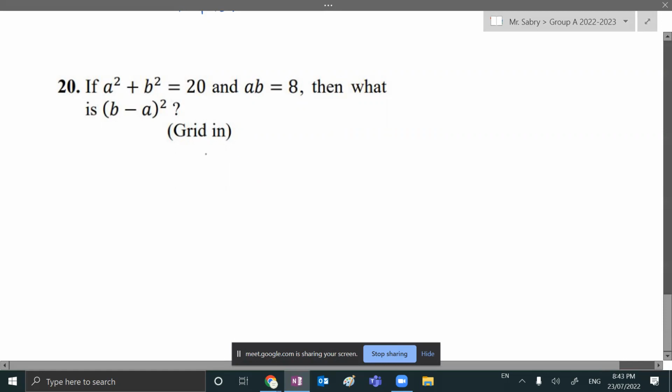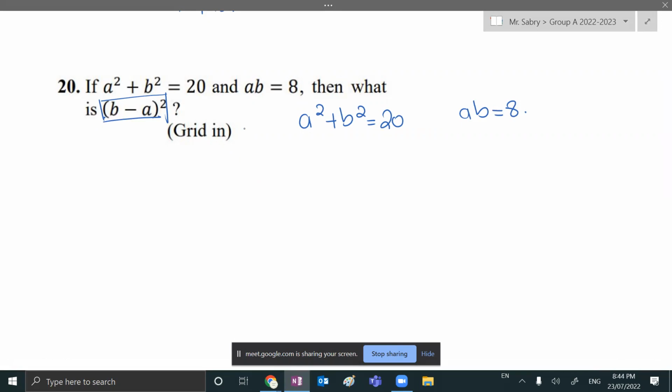Let me explain what I mean by that. So they told you here that a squared plus b squared is equal to 20. And they also told you that a times b is equal to 8. They're asking what is b minus a all to the power of 2. Most people would think of finding the value of a, and then b, and then calculating b minus a, and then putting it in a bracket to the power of 2. That would be extremely hard.